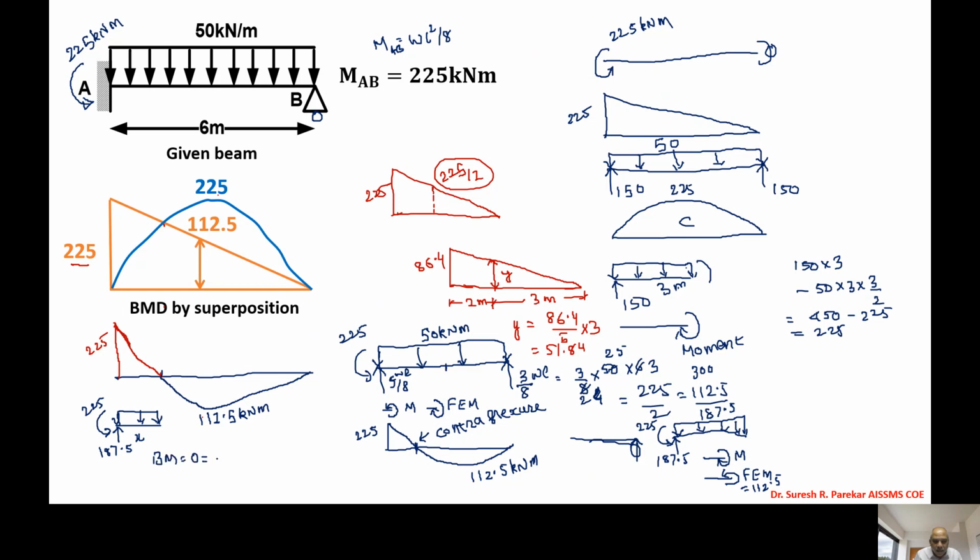That is equal to minus 225 plus 187.5 into X minus 50 into X square by 2. And this quadratic equation you can solve for X, that will give you the point of contraflexion. So likewise we can go for BMD on tension side. So we will have this BMD, and this BMD is the BMD on tension side.